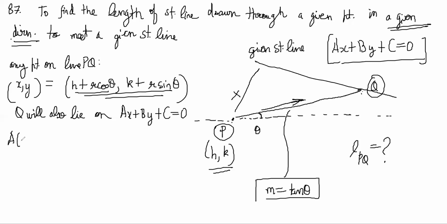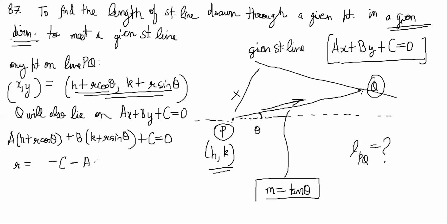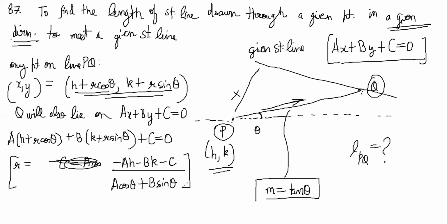So it will be a(h plus r cos theta) plus b(k plus r sin theta) plus c is equal to 0. So you will get r is equal to minus ah minus bk minus c by a cos theta plus b sin theta. Correct? This should come, right? Which is the required length. This is the required length.